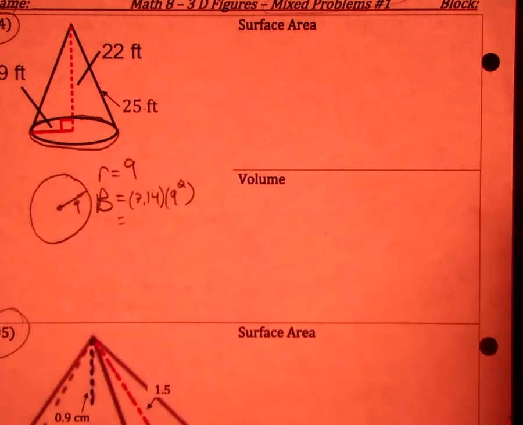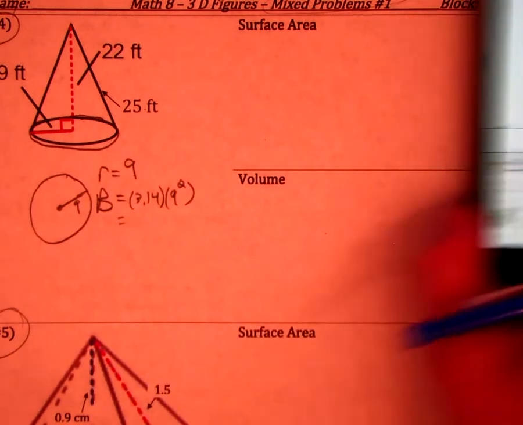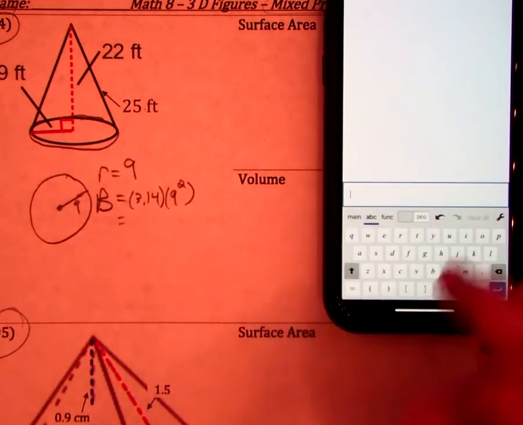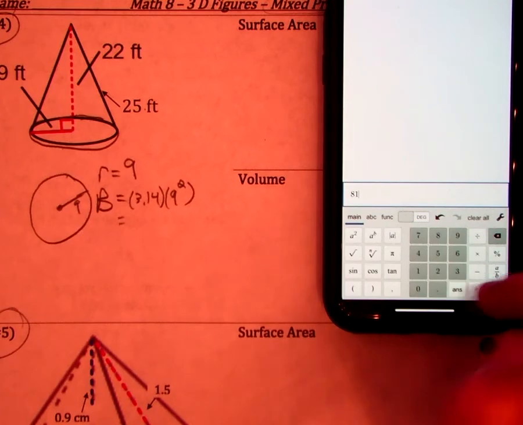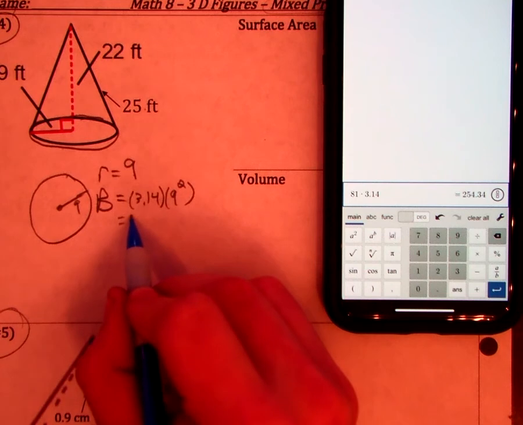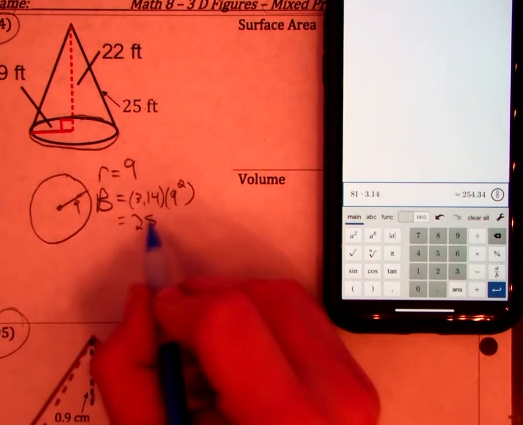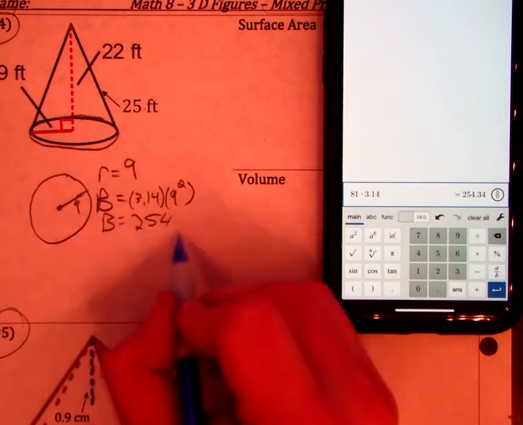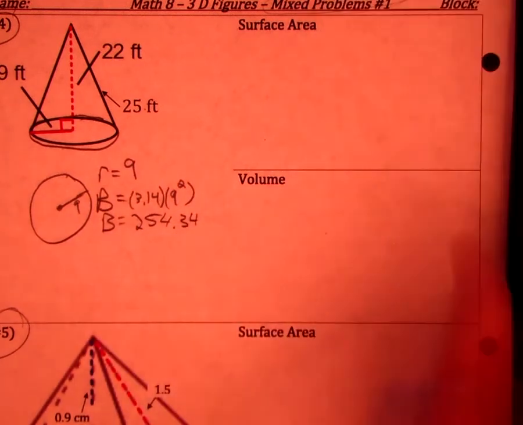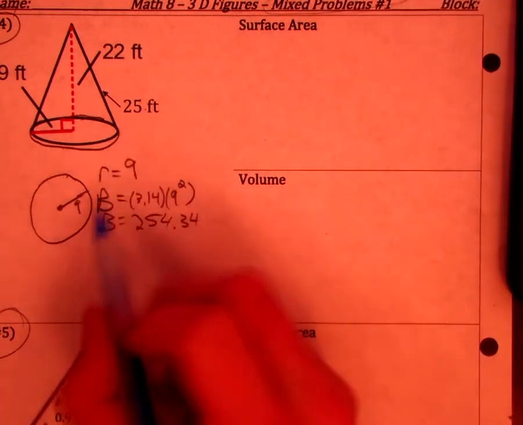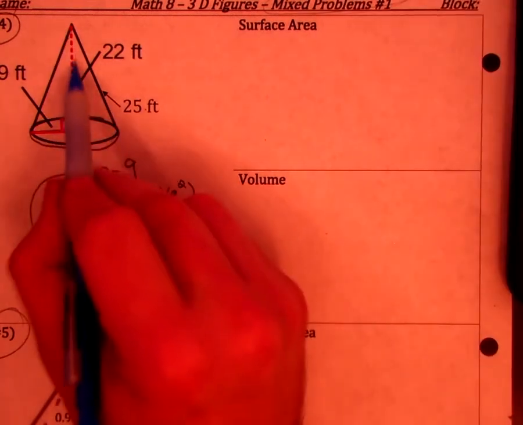So let's actually say this on the side. Let's have just real quick math. Let's do 81 times 3.14. Alright, so that's going to be 254.34, and again this is our big B. Alright, so now, what else do we need? Well, we have this dashed red line.